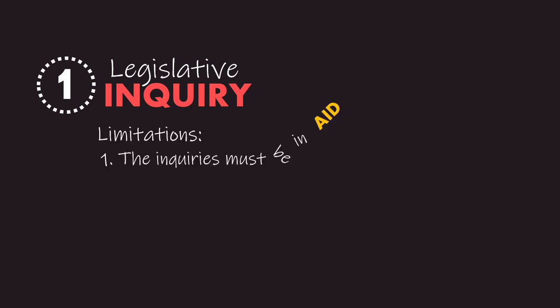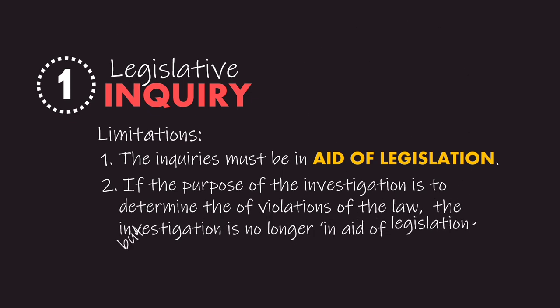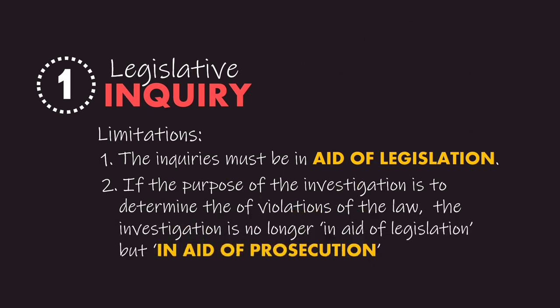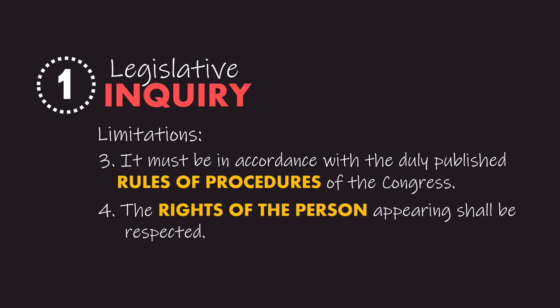First, the inquiries must be in aid of legislation. Second, if the purpose of the investigation is to determine the violations of the law, the investigation is no longer in aid of legislation, but in aid of prosecution. This violates the principle of separation of powers and is beyond the scope of congressional powers. Third, it must be in accordance with the duly published rules of procedure of the Congress. And last, the rights of the persons appearing shall be respected.